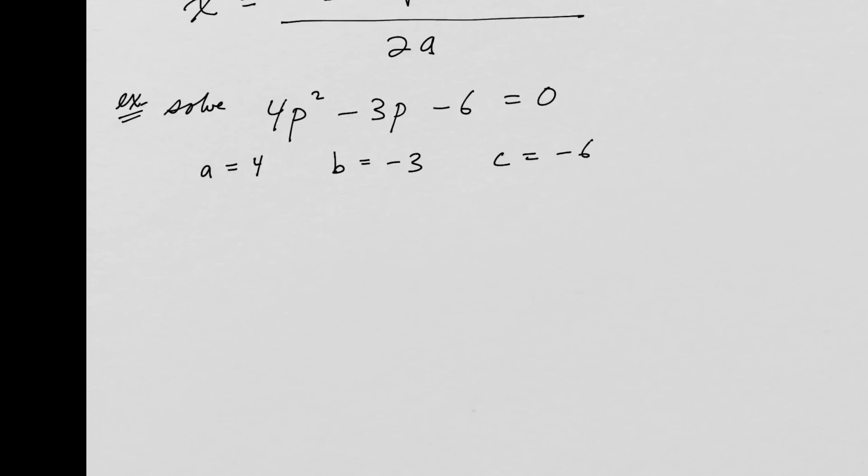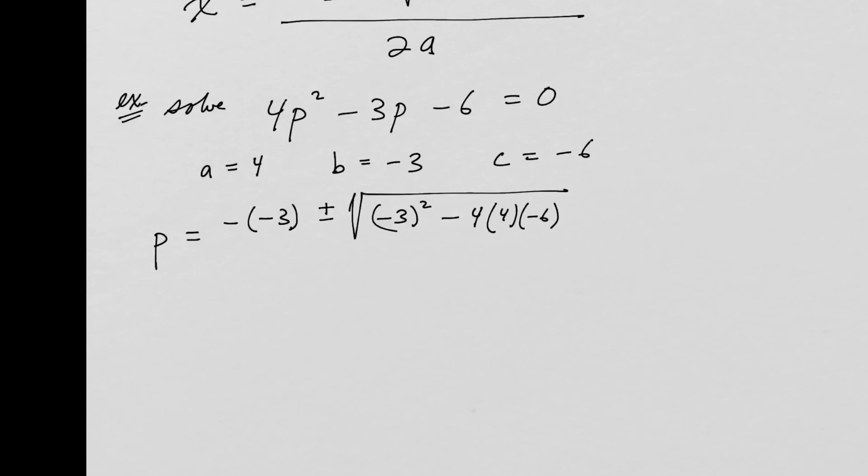So now I'm going to plug in. So I have, instead of x, I have p, right? So p is equal to negative b plus or minus the square root of b squared minus 4ac all over 2a.